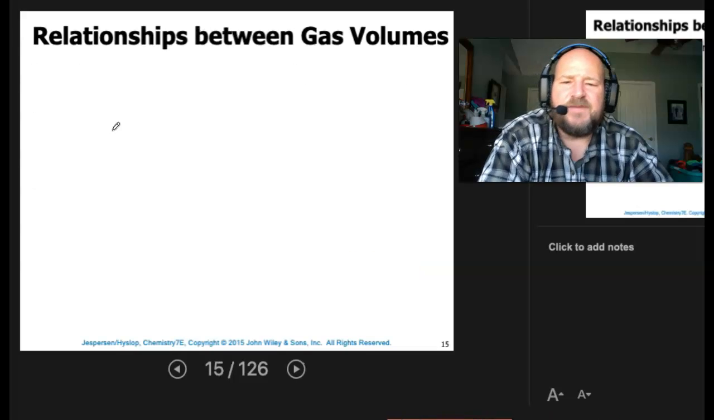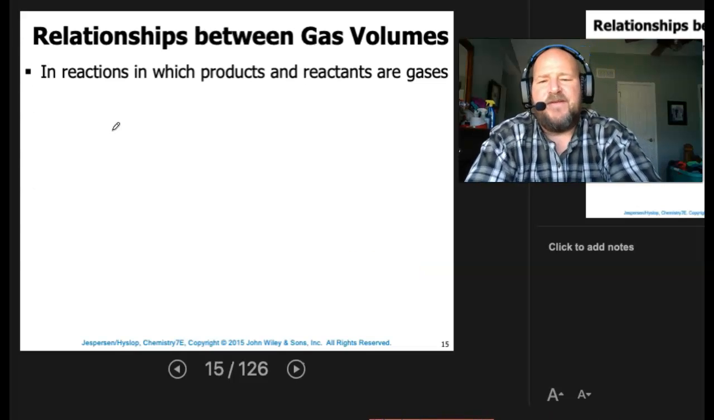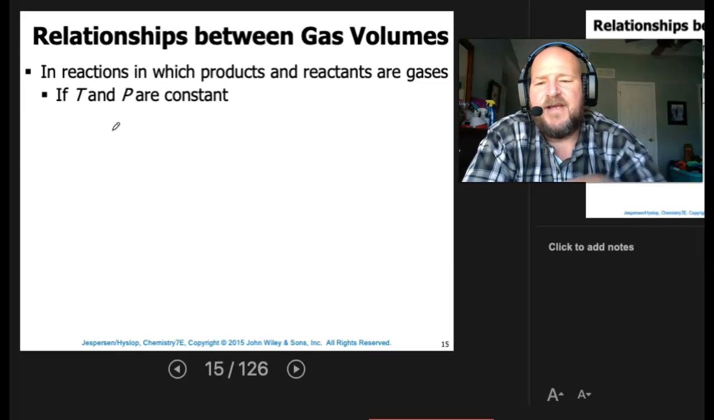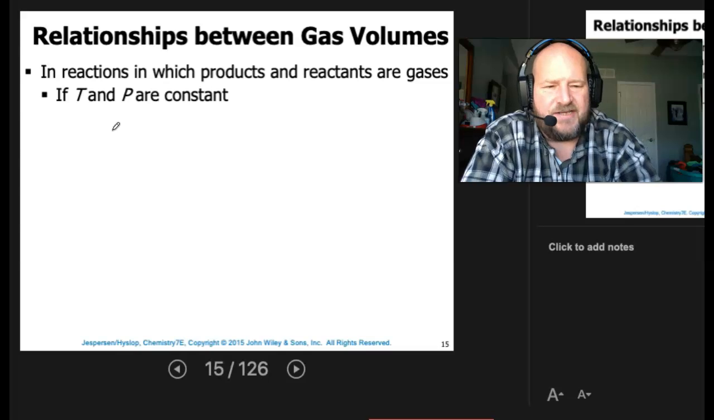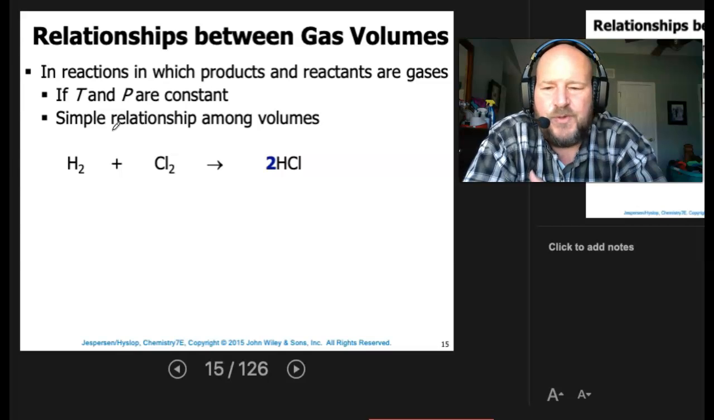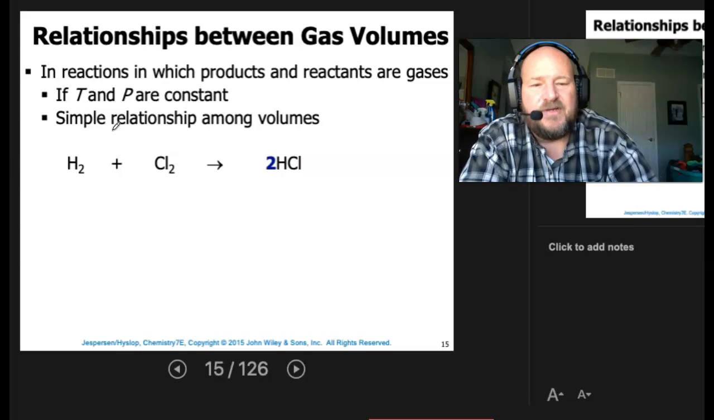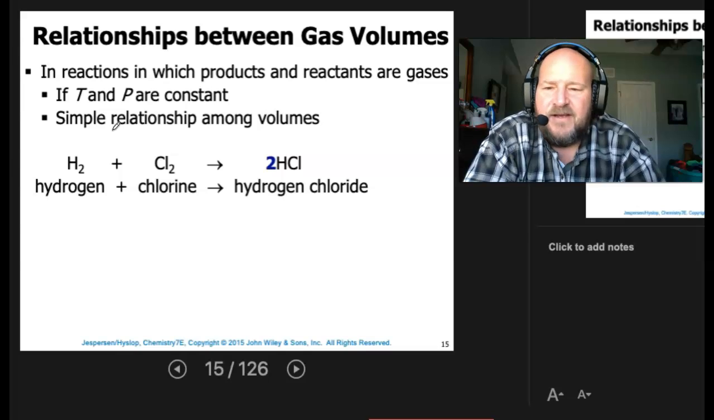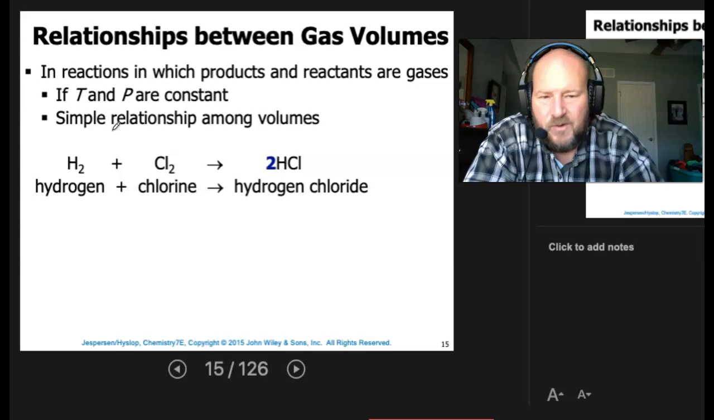All right, so relationships between gas volumes. In reactions in which products and reactants are gases, if temperature and pressure are constant, then we know there's going to be a simple relationship amongst the volumes. So here we have 1 H2 plus 1 Cl2, and it's going to make 2 HCl. Well, think of it this way. If temperature and pressure remain constant, then volume and moles have to have a relationship.